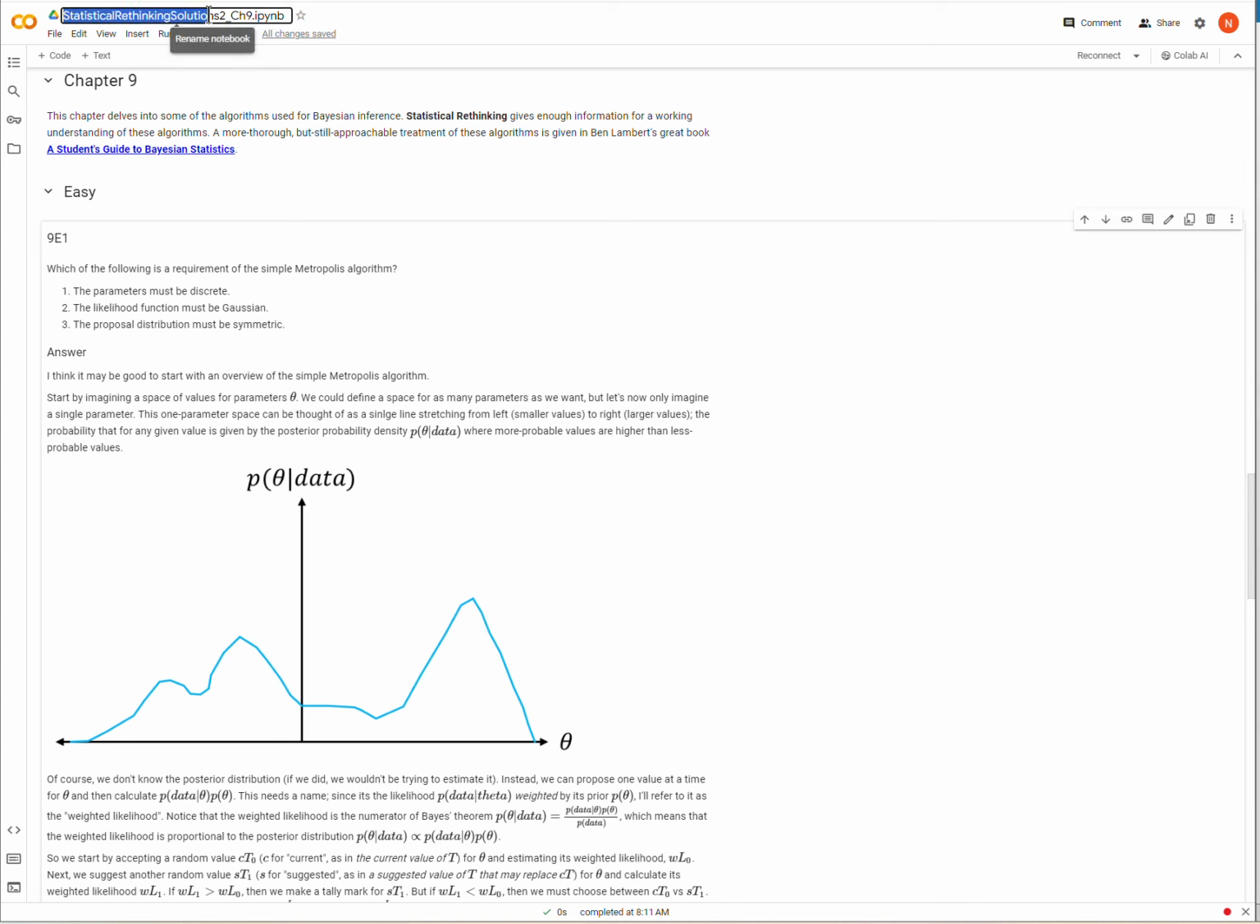We are in Statistical Rethinking, Chapter 9, the second edition of Statistical Rethinking. And this chapter is all about Markov chain Monte Carlo. So just a little bit of background.